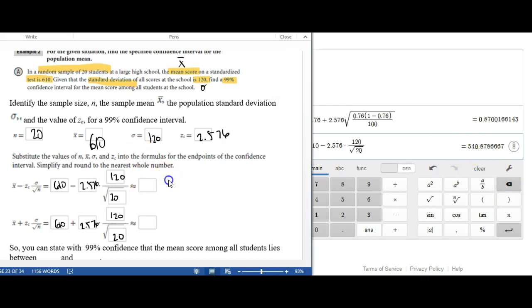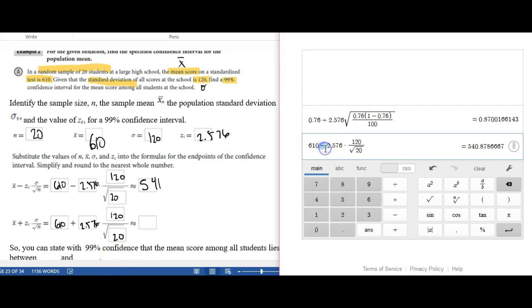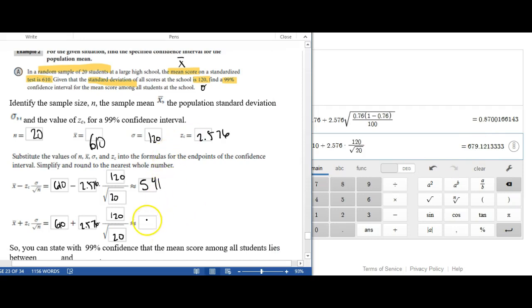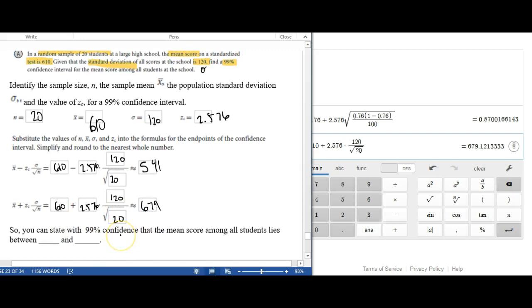As you can see here, we got about 540.8. We could also round that to 541, since it is pretty close. Let's do the same thing for the bottom half. I'm just going to change to the plus, since that's the only thing that really changed from the first one to the second one. And that number is about 679. I'll leave that at 679, since the next digit after that is just 1. So that means you can state with 99% confidence that the mean score among all students lies between 541 and 679.